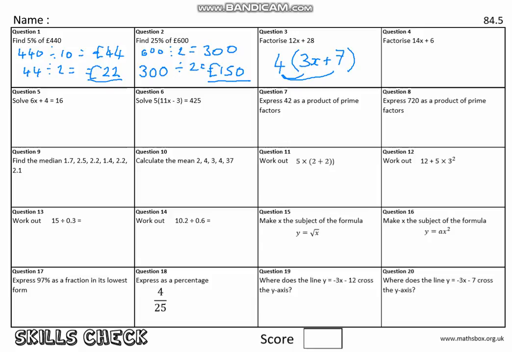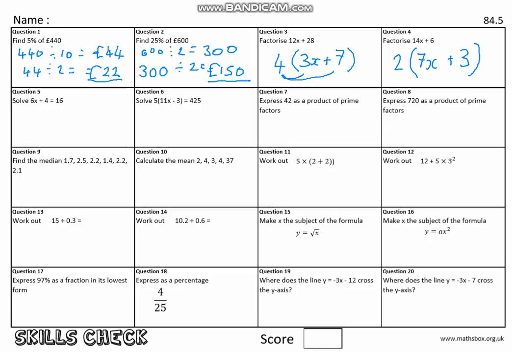So up next, it says 14x plus 6, okay? So once again, we're going to have to find the highest number that goes into 14 and 6. And we get a pretty low number this time, so we'd get the number 2. So we'd have 2 on the outside of our brackets. And then, as I said before, we've just got to make it work through multiplication. So we'd have 2 times something equals 14x. Well, 2 times 7 is 14. And then we can add the x. And then 2 times something must equal 6. So there's our 3. Okay, so we should have 2 and then 7x plus 3.